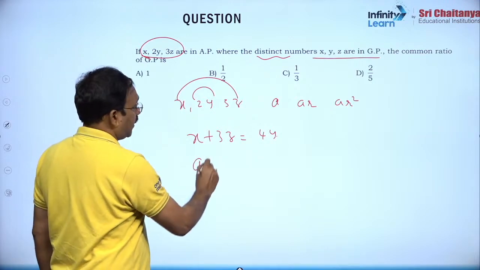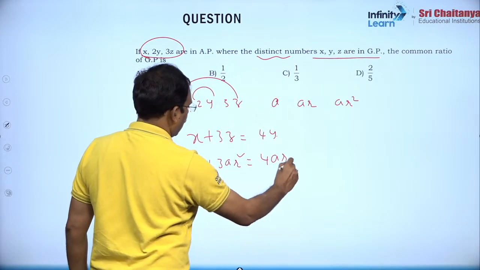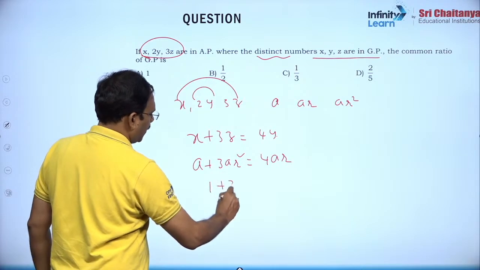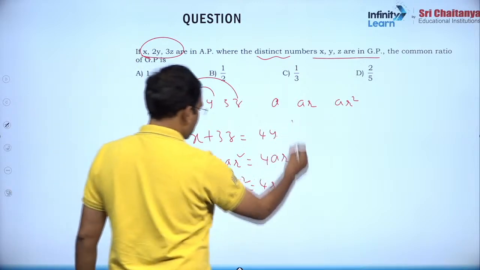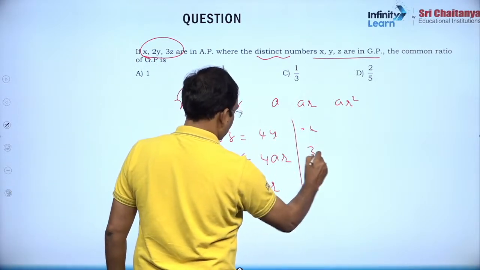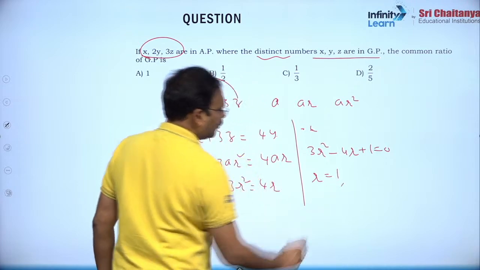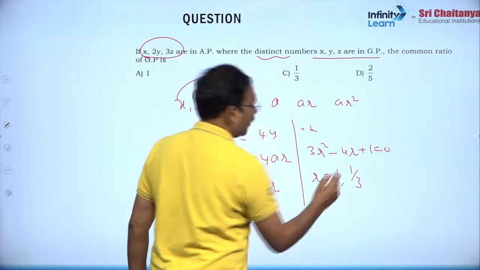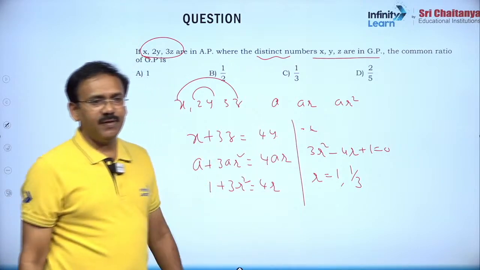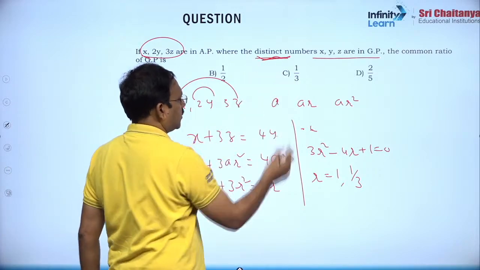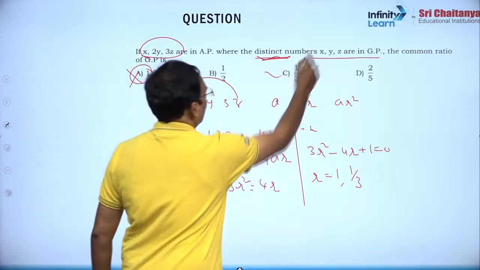So x is nothing but a, 3z is 3a r square, equal to 4y, in the sense 4ar. You can cancel a, you will get 1 plus 3r square is equal to 4r. So 3r square minus 4r plus 1 equal to 0, r value 1 as well as 1 by 3. Here if r is 1, all the 3 numbers will be same, but he said that the numbers are distinct. So you cannot take r value 1, so you must go with common ratio 1 by 3.